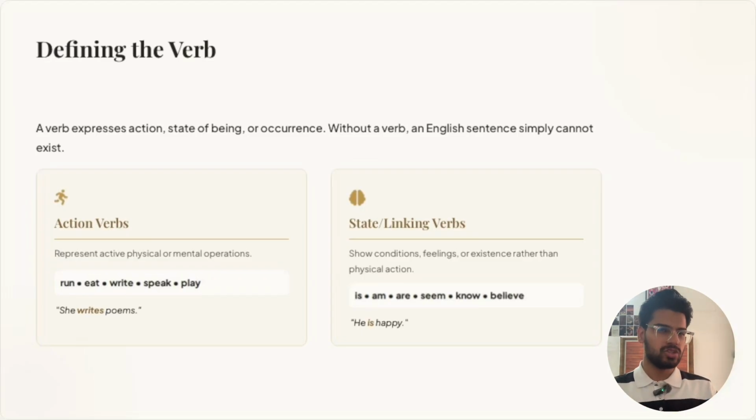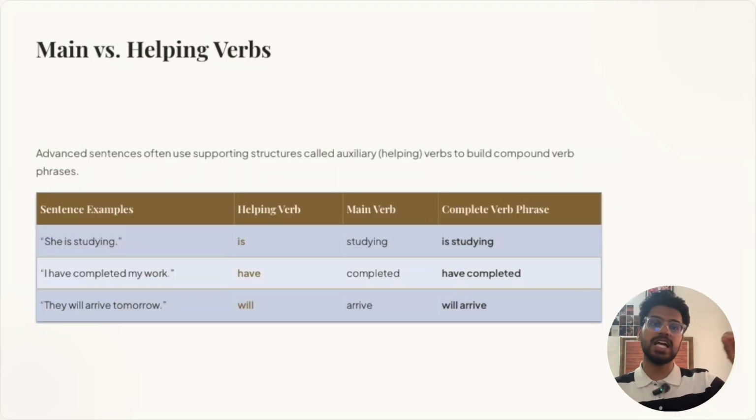State verbs are those verbs which do not show action. They show condition or state. Examples are am, are, seem, know, believe, love, etc. For example, he is happy. Here, is is the state verb. Now we have main verb plus helping verb. Advanced sentences often contain helping verbs. For example, she is studying, I have completed my work, they will arrive tomorrow. Here, is studying, have completed, will arrive are verb phrases. Understood?